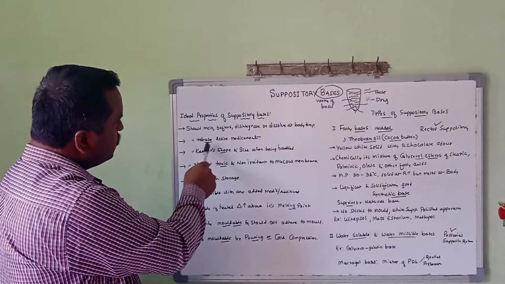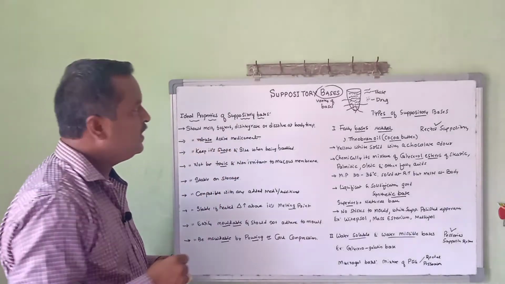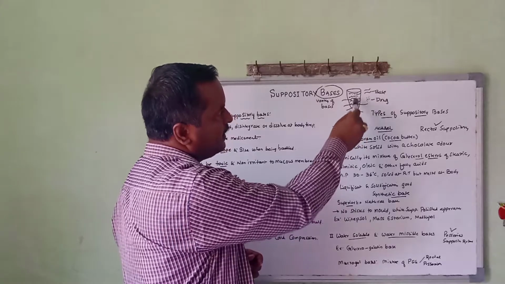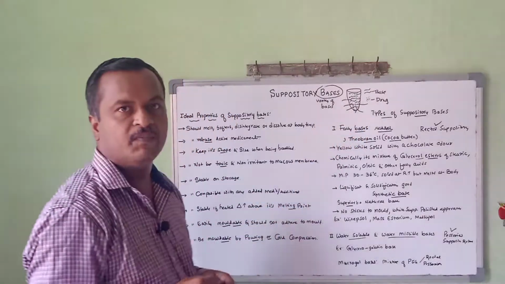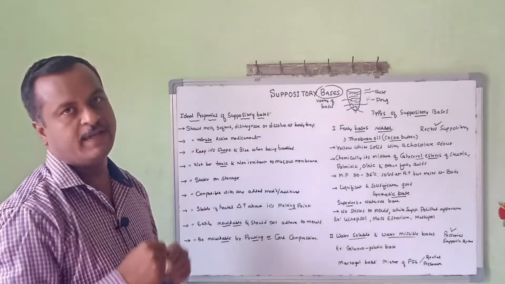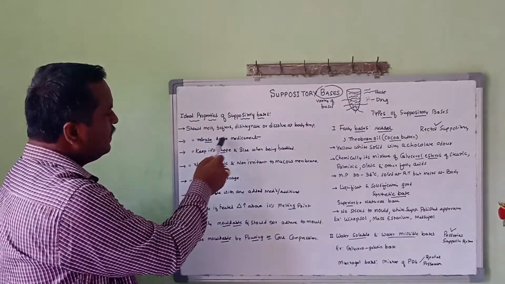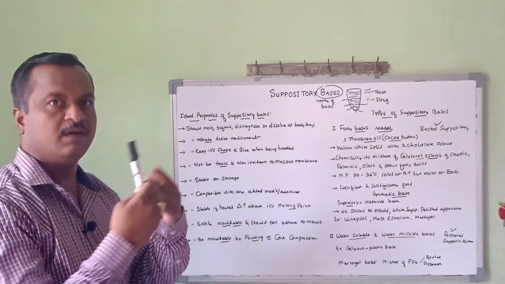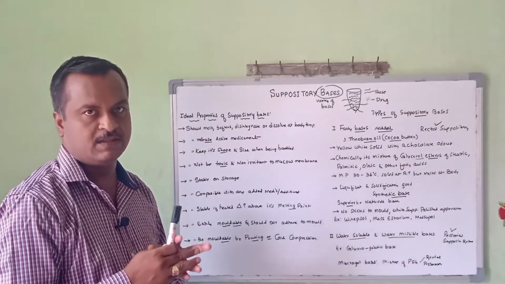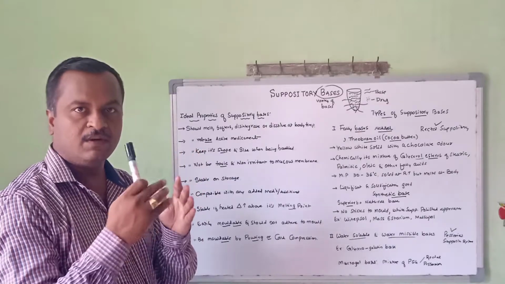And any base should release the active medicament. The meaning of that is, when you make a suppository, the drug which is present in the carrier should come out of the suppository upon insertion into the body cavity. That is the meaning of release of active medicament. If the drug is not releasing, then there is no use of that suppository base. The drug has to be released at normal body temperature.